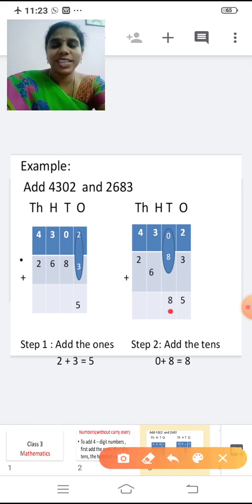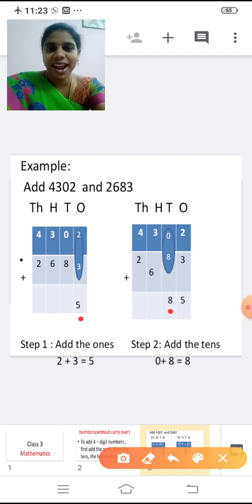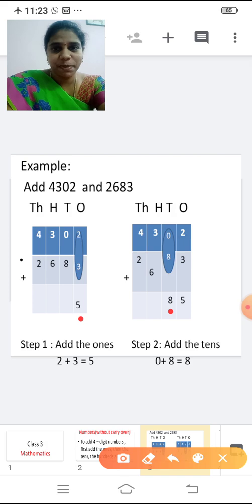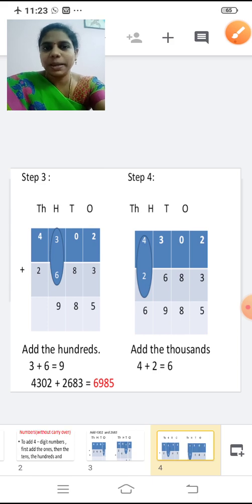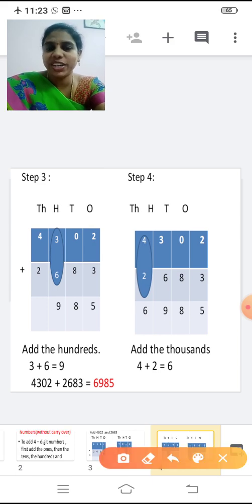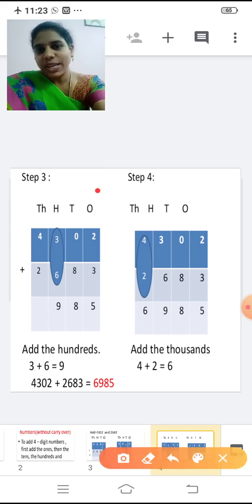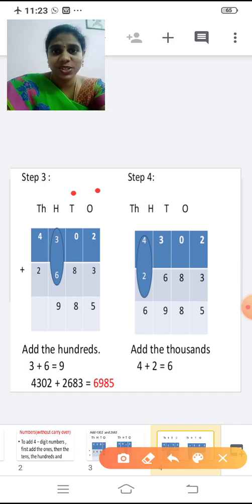Next what you have to do? First step is you're going to add the ones place, and then second step is you're going to add the tens place. That also we have added. First one is ones place, the answer is 5. Next the tens place, the answer is 8. What is the third step? The third step is we are going to add the hundreds place. Shall we add the hundreds place now?